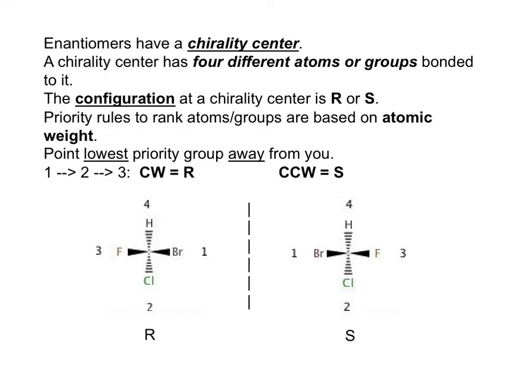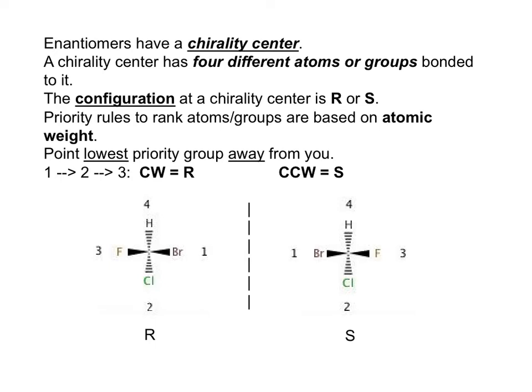Enantiomers, those non-superimposable mirror image isomers, have a chirality center. Look at a structure, and a carbon that has 4 different atoms or groups bonded to it is called the chirality center. The configuration at a chirality center is either R or S. The configuration tells us which enantiomer we're looking at. Once you identify the chirality center, rank the atoms or groups bonded to that chirality center based on atomic weight.